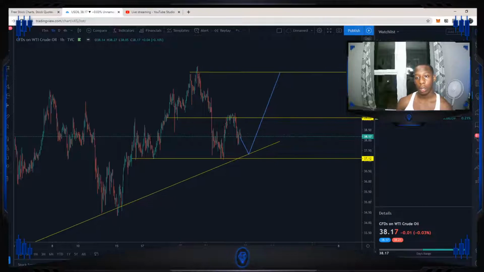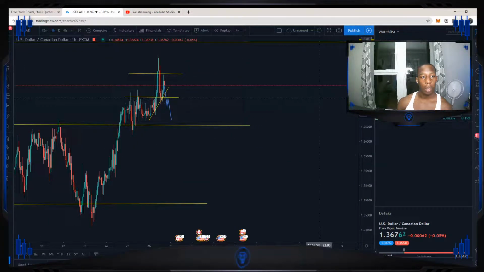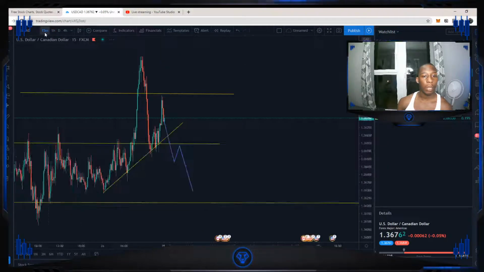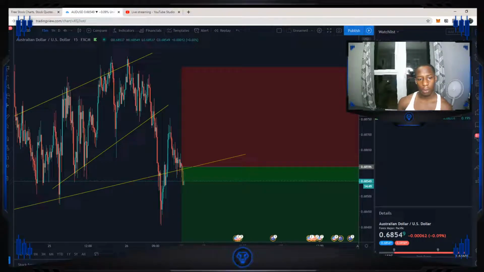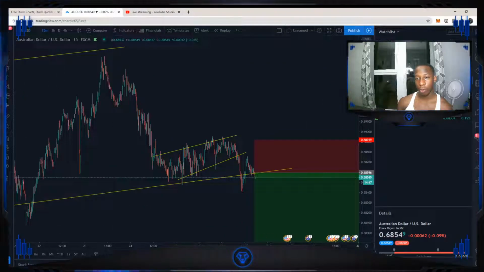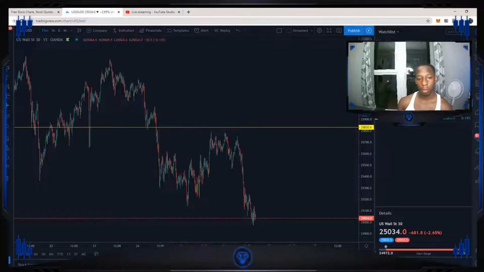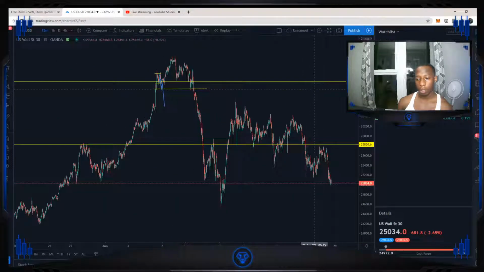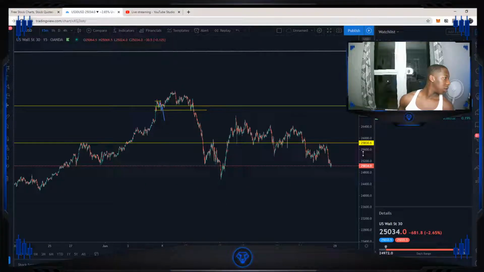which also goes with USD CAD coming back down before it goes upwards. AUD USD is just dropping off, most likely to continue. US 30, that looks alright.